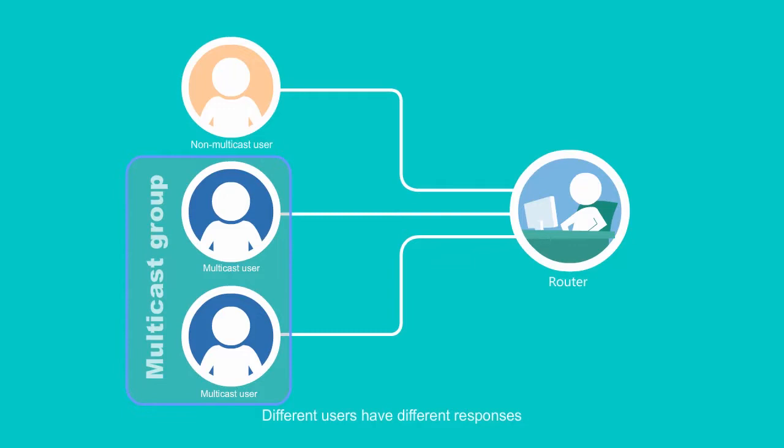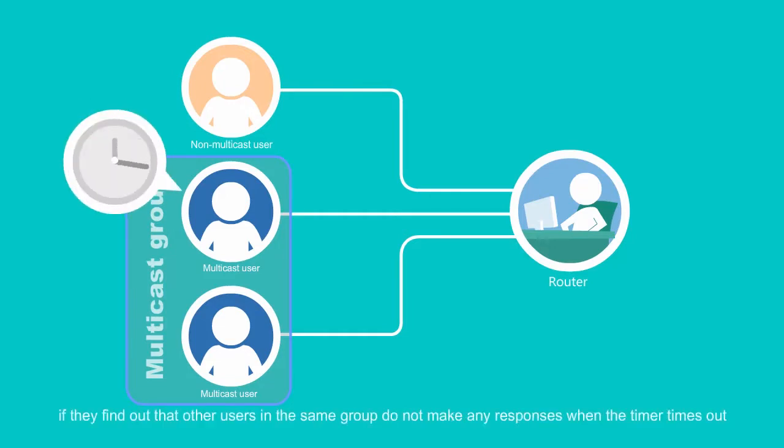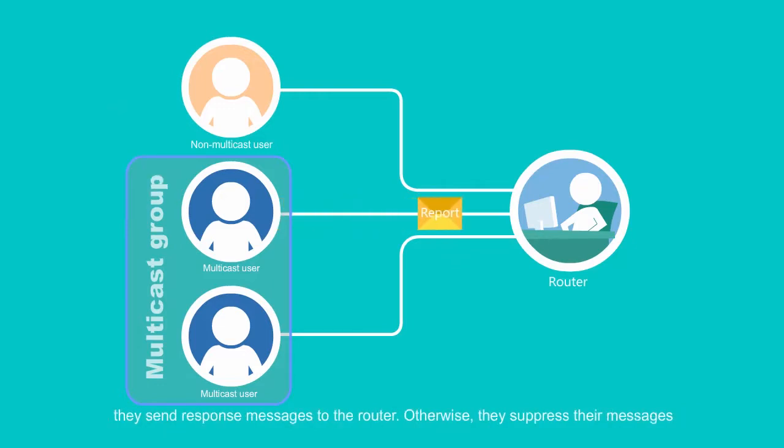Different users have different responses. Non-multicast users make no responses. For multicast users, if they find out that other users in the same group do not make any responses when the timer times out, they send response messages to the router. Otherwise, they suppress their messages.